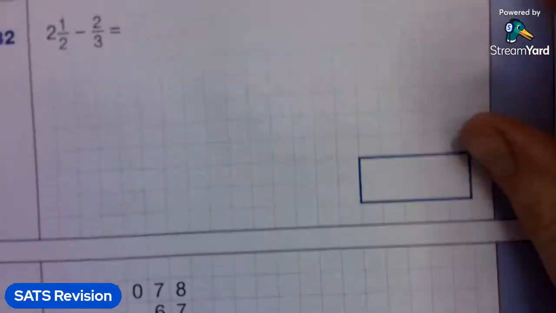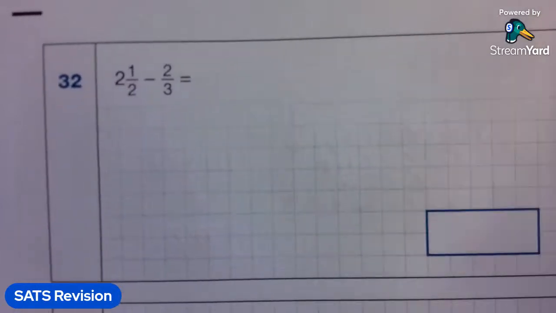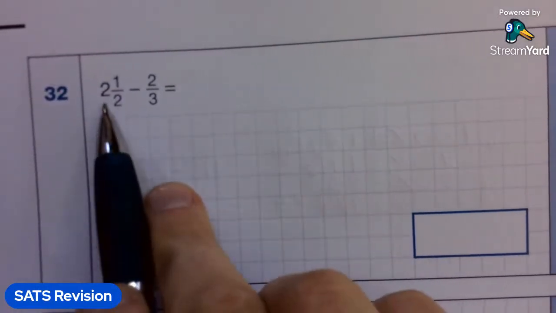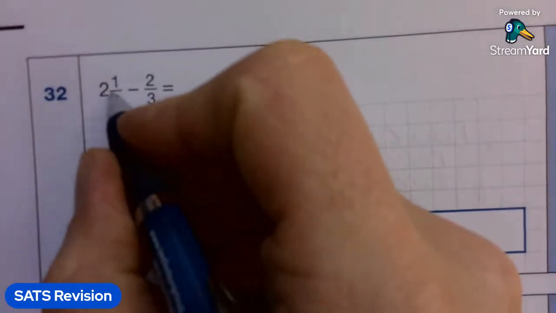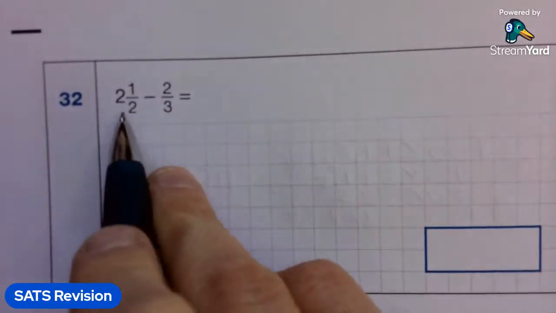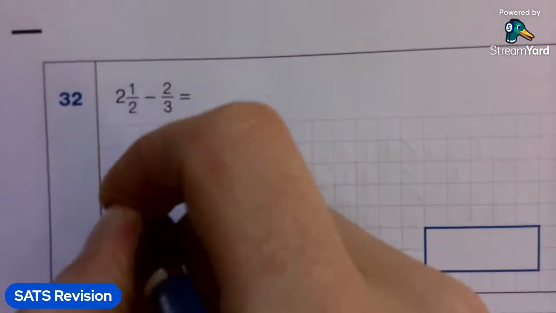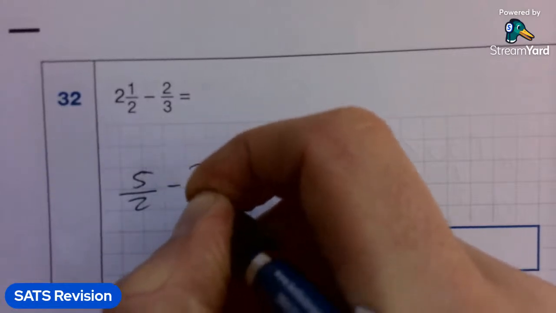Got last 5 questions to go. Okay, so our mixed numbers again. I can see the numbers are getting really awkward now. Okay, so mixed number. Right, 2 and 2/3. So I'm going to convert that to an improper fraction first. So that will be 5 over 2 minus 2/3.